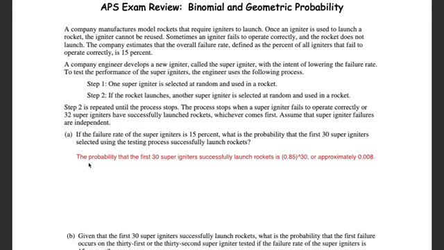Make sure that you describe it or label it in context. So I just copied the words: the probability that the first 30 super igniters successfully launch rockets is this. So put it in context, show the work, give your answer.